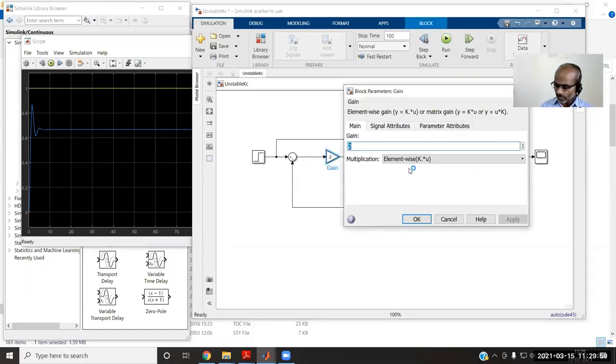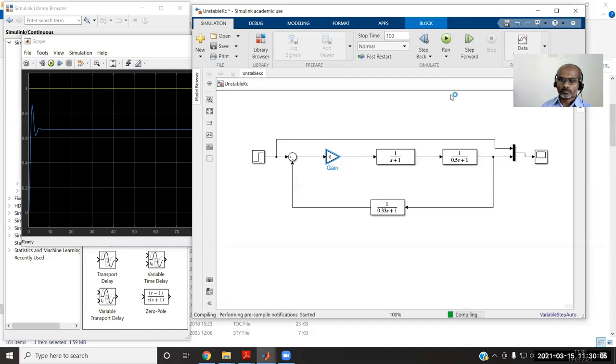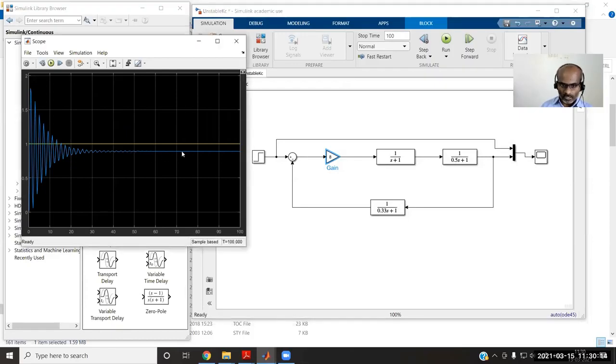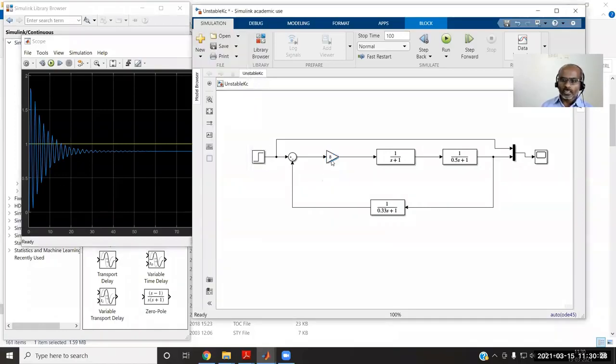To reduce the offset, you can keep changing the gain. Suppose you are changing the gain to some value of 8. What happens is the oscillations are coming out, and still the output is not settling at the expected change. Instead of settling at 1, it is settling at a value of somewhere around 0.8. Of course, we have a lot of oscillations.